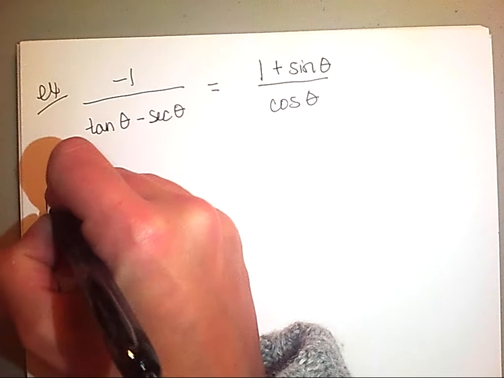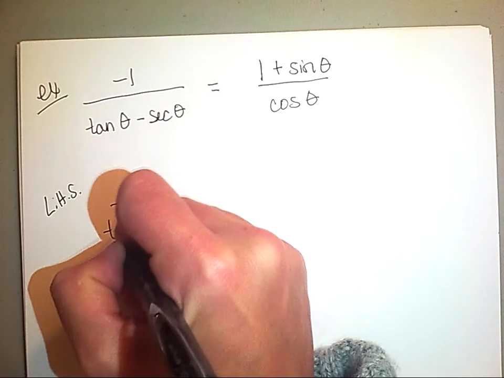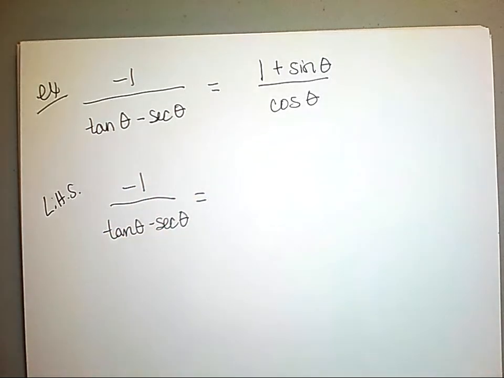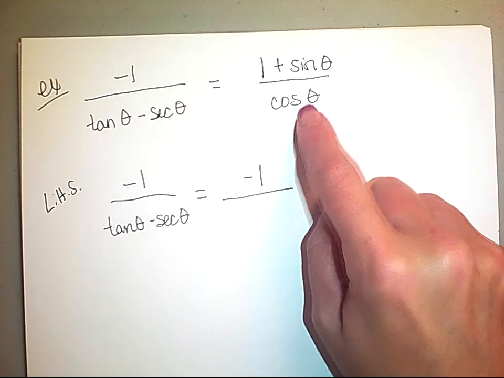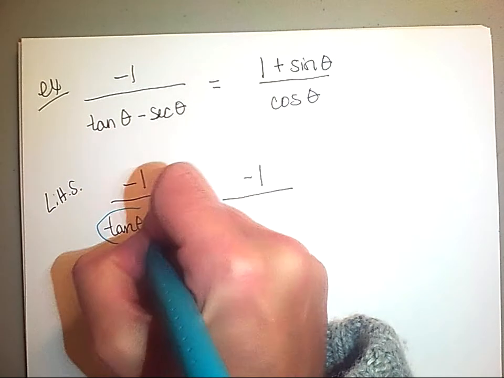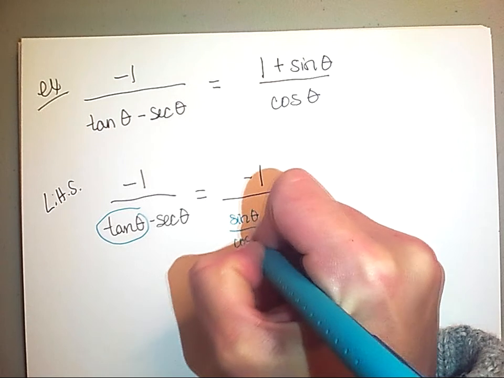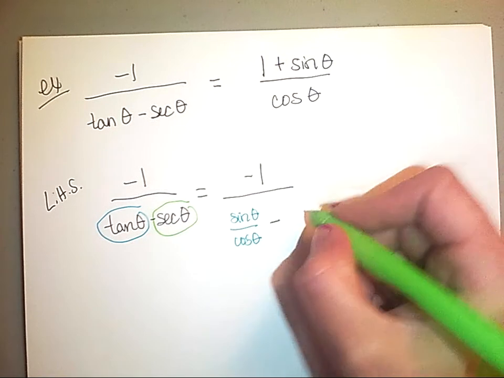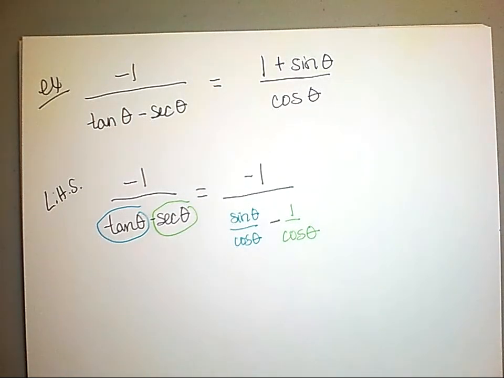And I'm thinking that we will change, so let's see, the left-hand side is where we will start, which is negative 1 over the tangent of theta minus the secant of theta. So I'm thinking what we'll do is we'll change everything to sine and cosine, since that's what we have over here. Okay, so the tangent of theta is the sine of theta over the cosine of theta, then minus, and the secant of theta is 1 over the cosine.